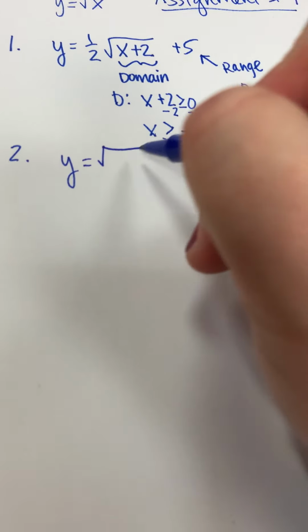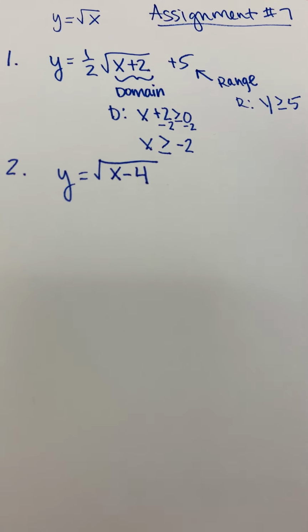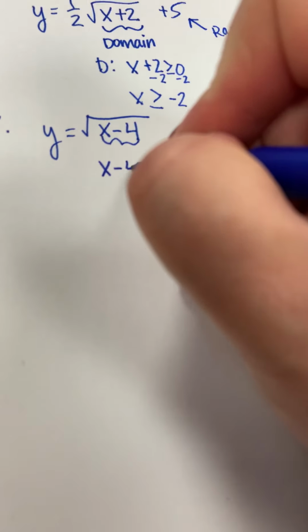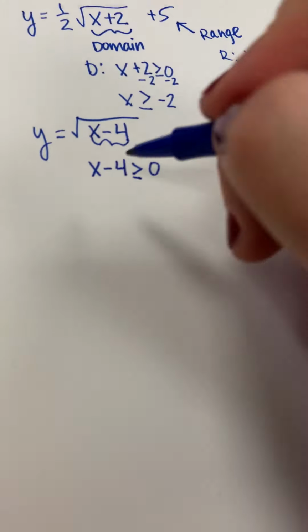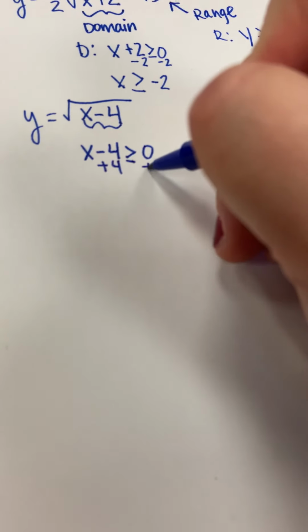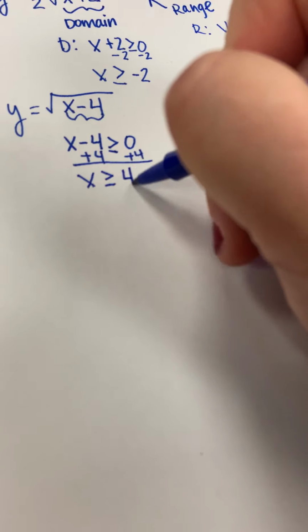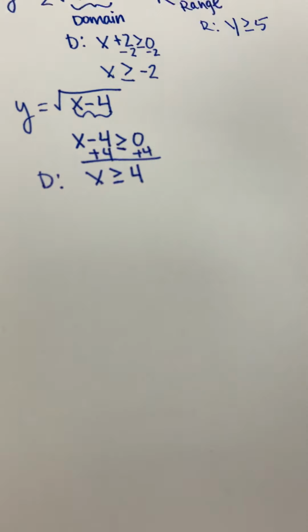Y is equal to the square root of x minus 4. So underneath the radical is your domain. You can say x minus 4 is greater than or equal to 0. And then you're going to solve for x. Add 4, add 4. So x is greater than or equal to 4. And you can put that as your domain.